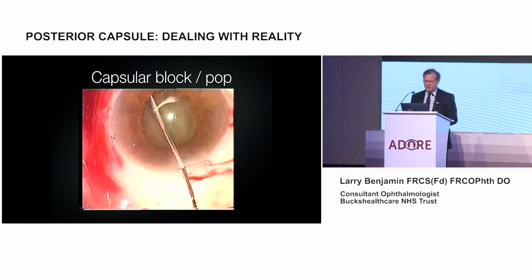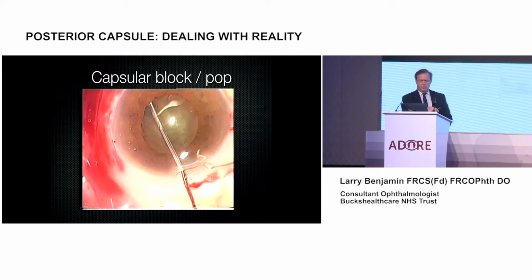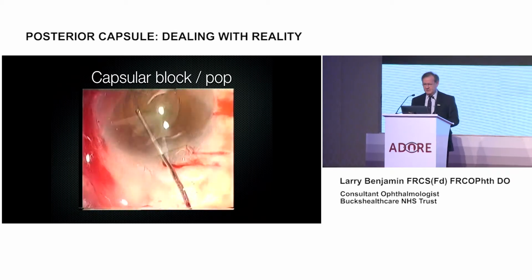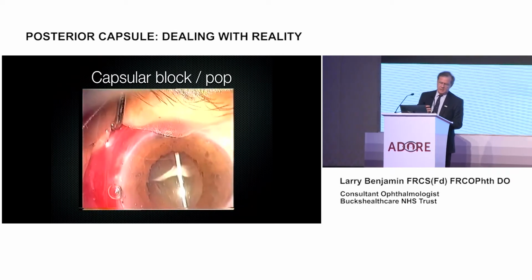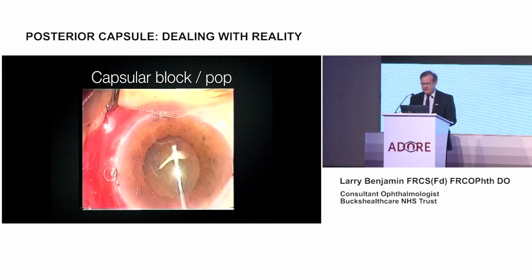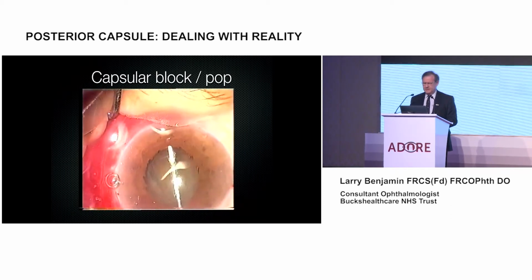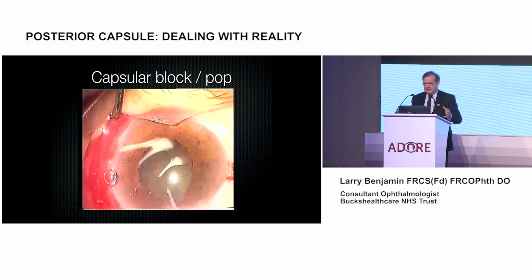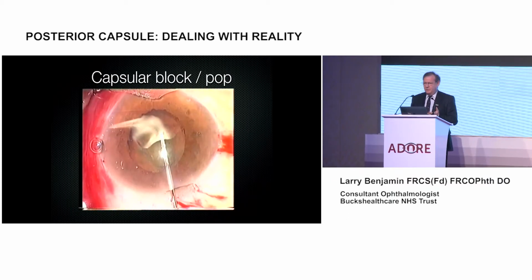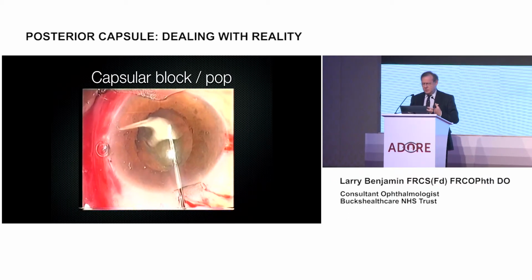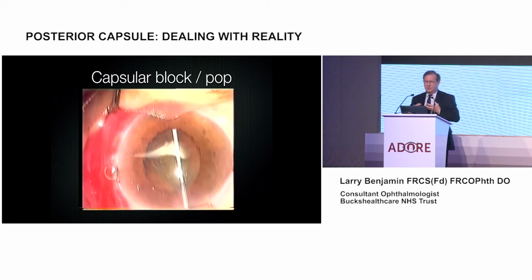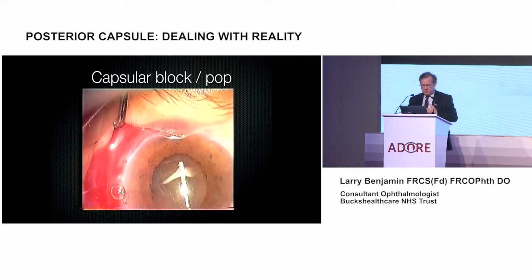Capsular block is another thing to try and avoid. It usually happens where you have a small pupil and therefore a small rhexis and a hard cataract. And what happens with a hard cataract and a small pupil and a small rhexis is that fluid goes behind the nucleus, lifts it forward, blocks the rhexis, stops egress of fluid out of the rhexis, and causes, as you inject more and more fluid, the posterior capsule to pop.